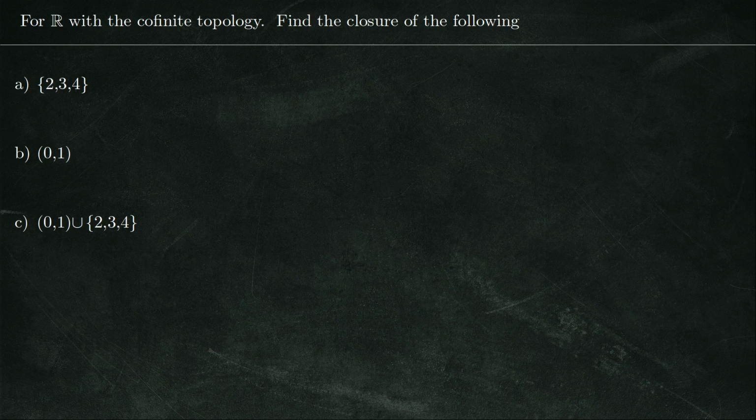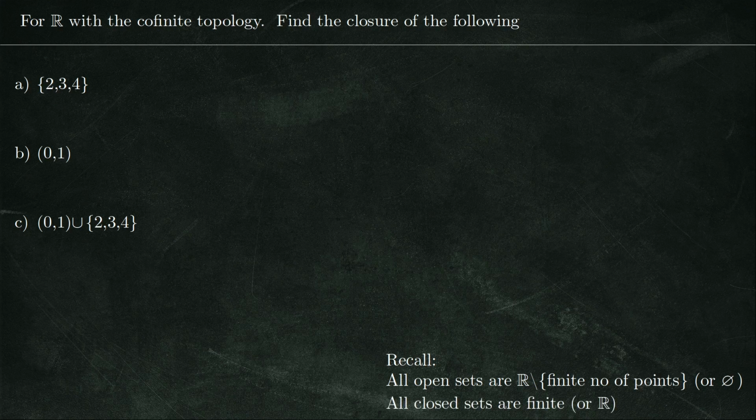Okay, I think this was probably the hardest example, and it's hard to get a picture of really what the cofinite topology looks like, but it helps to remember that all open sets are of the form R, so the total set, complement a finite number of points. Or, obviously, the empty set is open as well. So this means all closed sets are either finite or the total real line itself.